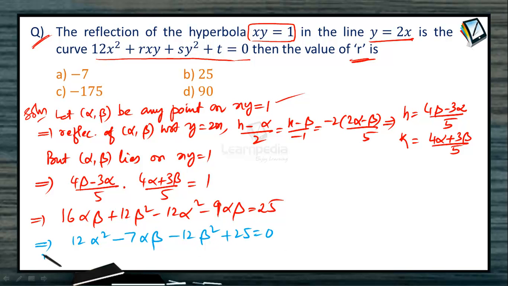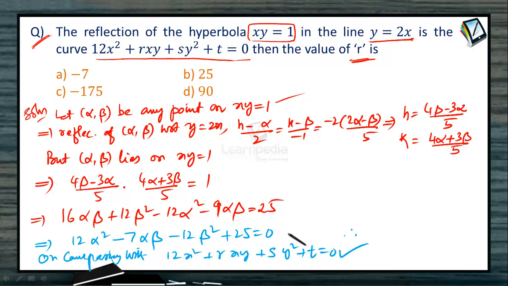Now compare this with the equation we have, that is 12x square plus r into xy plus s into y square plus t equal to 0. Therefore on comparing these two equations, the r value is equal to minus 7. So which option is going to be the correct? That is option A is going to be the correct option for this question.